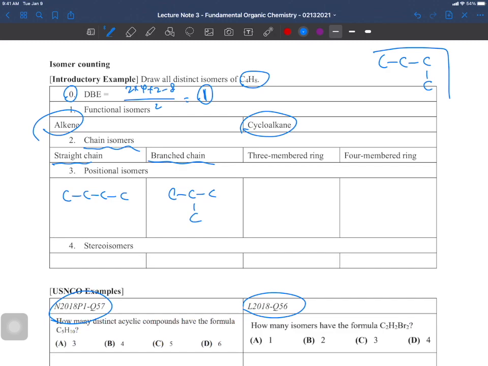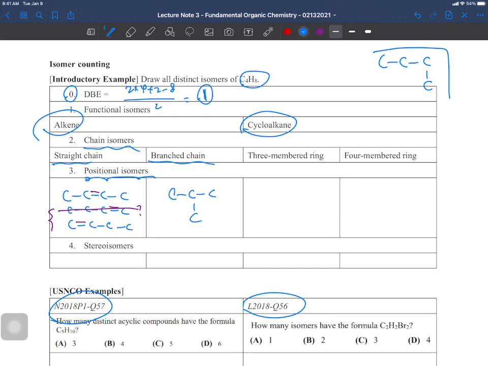And then we can further put the functional group in a different position. So we can either put it here, we can also put it here, right? Do we need to think about putting it here? We don't need to, right? Because this one is the same as the last one, because the structure is symmetric. You just need to flip it over and you get the last one. So we got two positional isomers in the straight chain.